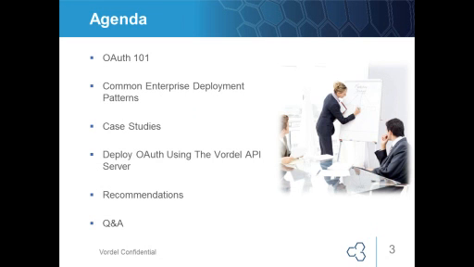So the agenda for today's session is first, I'll be giving an overview of OAuth 2.0, the specification, and some of the common enterprise deployment patterns. I'm then going to turn it over to Nazir, and Nazir is going to take you through some more detailed real-life customer use cases of enterprises using the Vordel API server and OAuth 2.0 to deliver solutions. And then finally, I'll give you a little bit of an overview of the API server capabilities for OAuth 2.0 and close with some recommendations around how you can get started with OAuth 2.0 in your enterprise. And then finally, we'll close up with some Q&A.